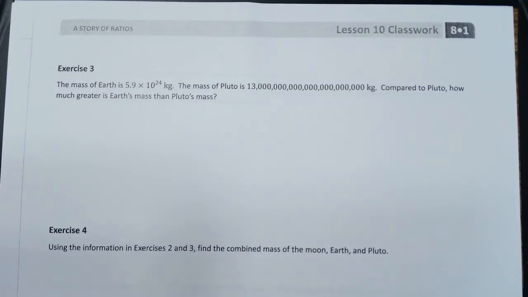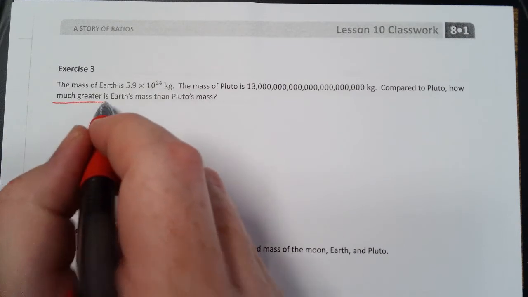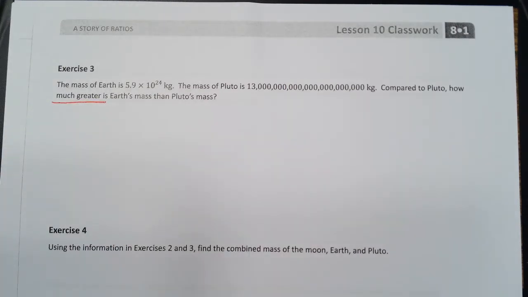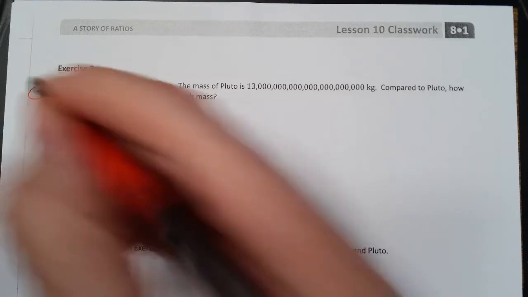Exercise 3 on page 96. The mass of the Earth is 5.9 times 10 to the 24th kilograms. The mass of Pluto is that number. Compared to Pluto, how much greater is Earth's mass than Pluto's mass? How much greater is not asking how many times greater, it's asking how much greater. Those are key words to know that you should be subtracting.